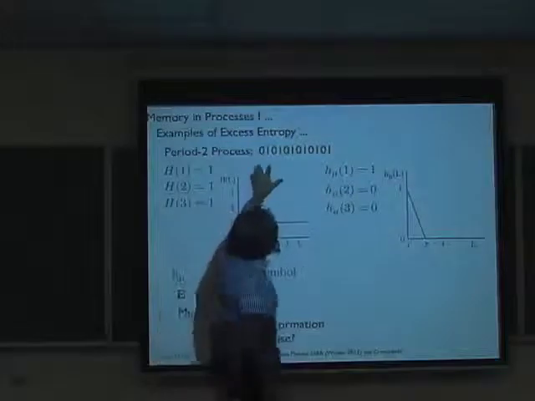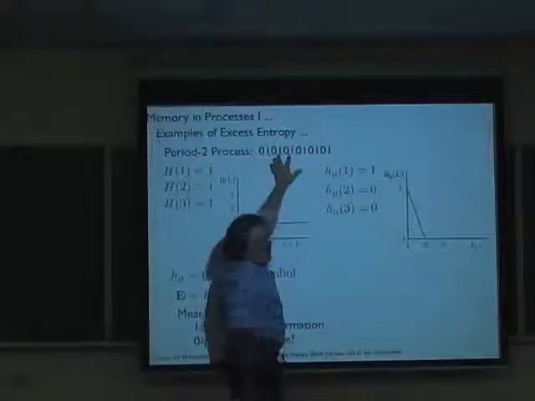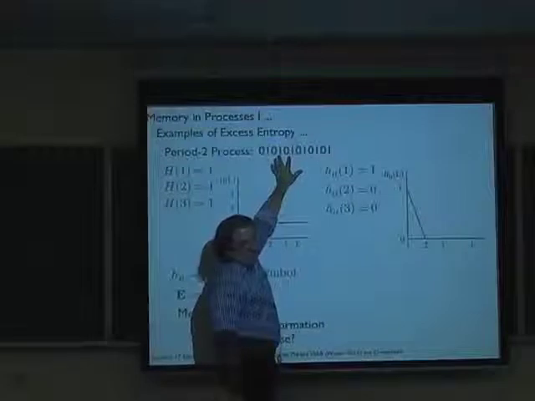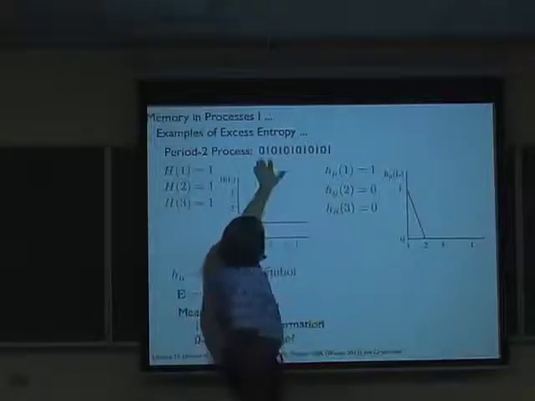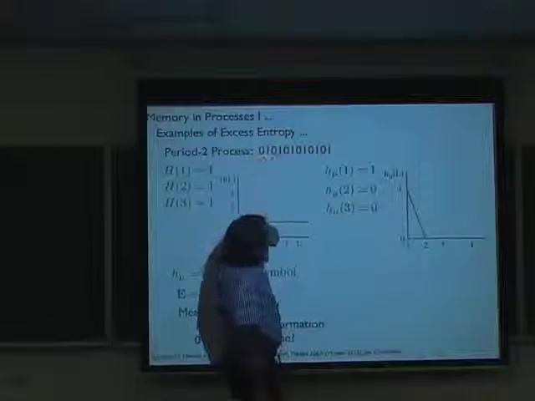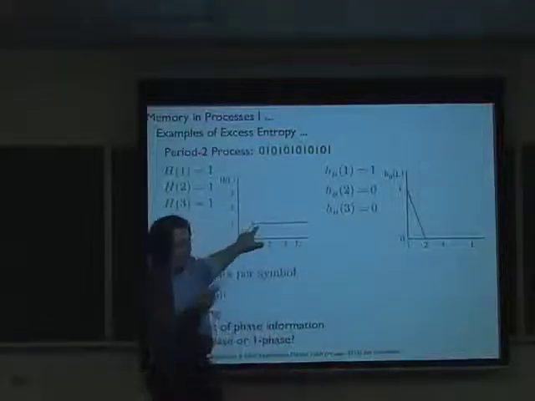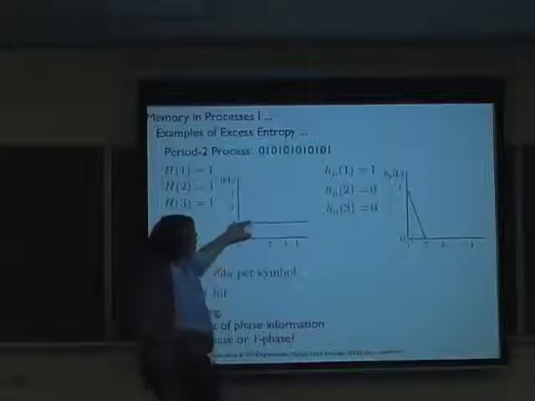And then, of course, I go to L equal 2, and suddenly I see that there are now 2 forbidden words. 0, 0, and 1, 1 are forbidden. But now there are 2 events, 2 words that occur, 0, 1, and 1, 0. But that's still 2 events equally likely. So the block entropy stays at 1.